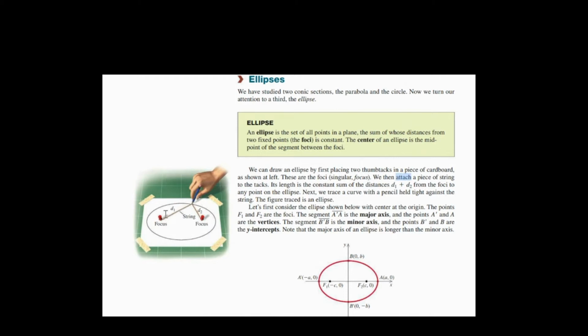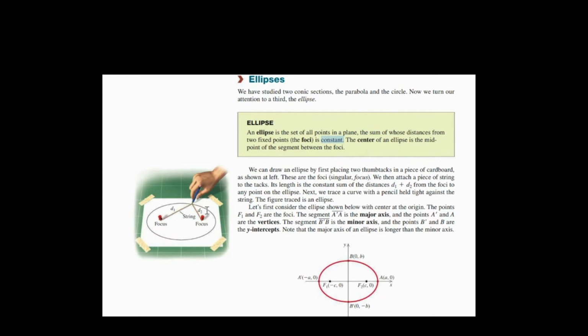That means there's some distance from focus number 1, so call it D1. There's some distance from focus number 2, so call it D2. And what is an ellipse? An ellipse is the shape you get if D1 plus D2, the sum of the distances, is constant. And so you get these 2 distances, and you add them together, D1 plus D2, and how long is that? Well, it's the length of your string.